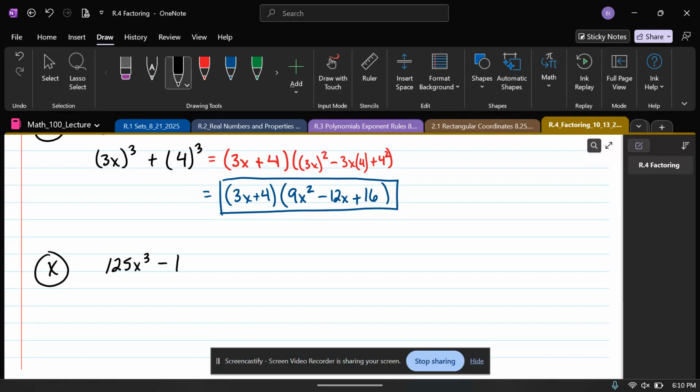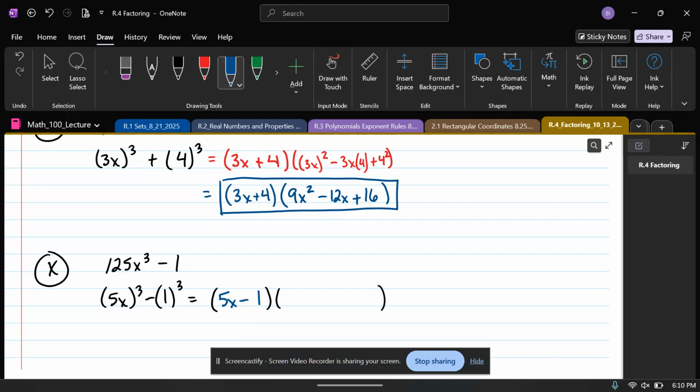What would this one be? 5x and a 1. So it's a difference of cubes with a 5x and a 1. So we've got a short factor and a long factor. Short factor is the easy one. What's the long factor?